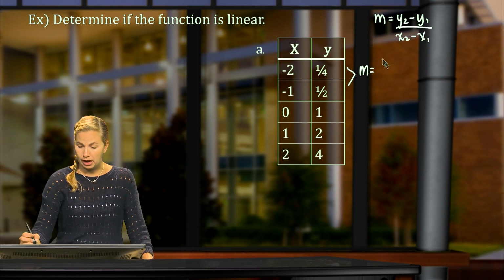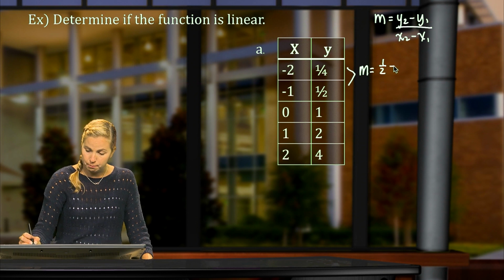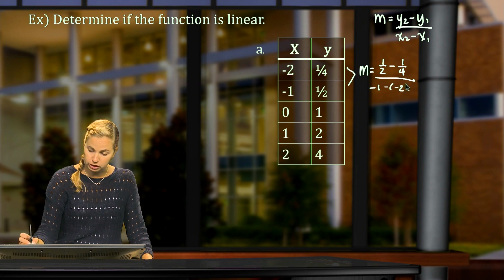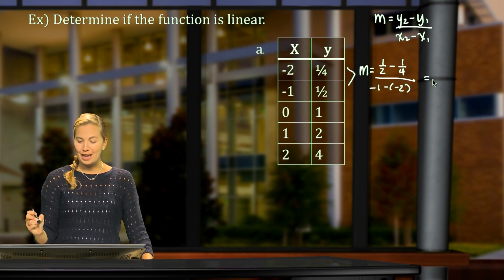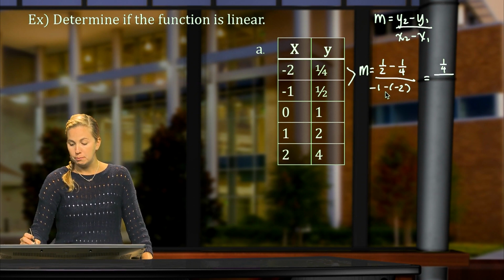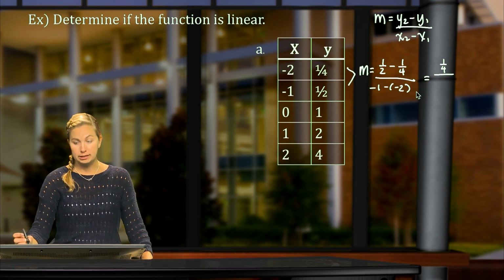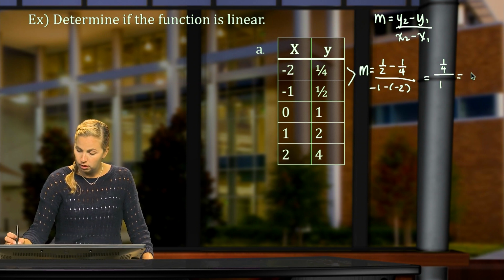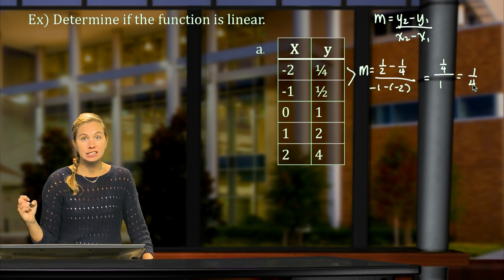And plugging in our data values, we have 1/2 minus 1/4 divided by -1 minus -2. Simplifying our numerator, 1/2 minus 1/4 is 1/4. And -1 minus -2 is the same as -1 plus 2, or 1. And this fraction just simplifies to 1/4.